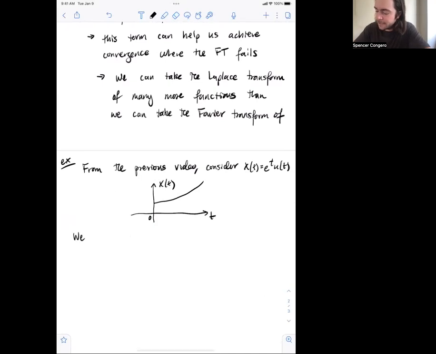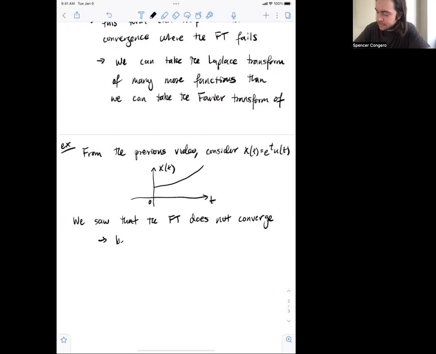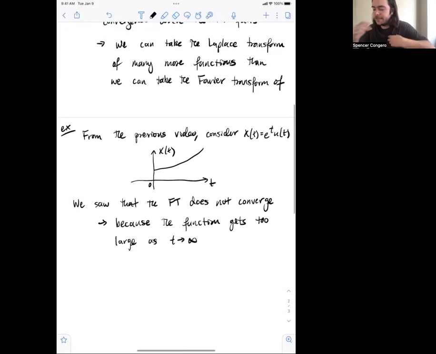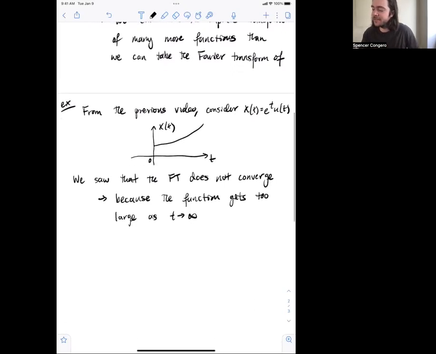And what did we see? We saw that the Fourier transform does not converge. The Fourier transform doesn't exist for this function. And why was that? That was because the function gets too large as t goes to infinity. It's increasing too quickly. It gets too big. So when we tried to take the Fourier transform, we did not get convergence. That's what we did in the previous video.